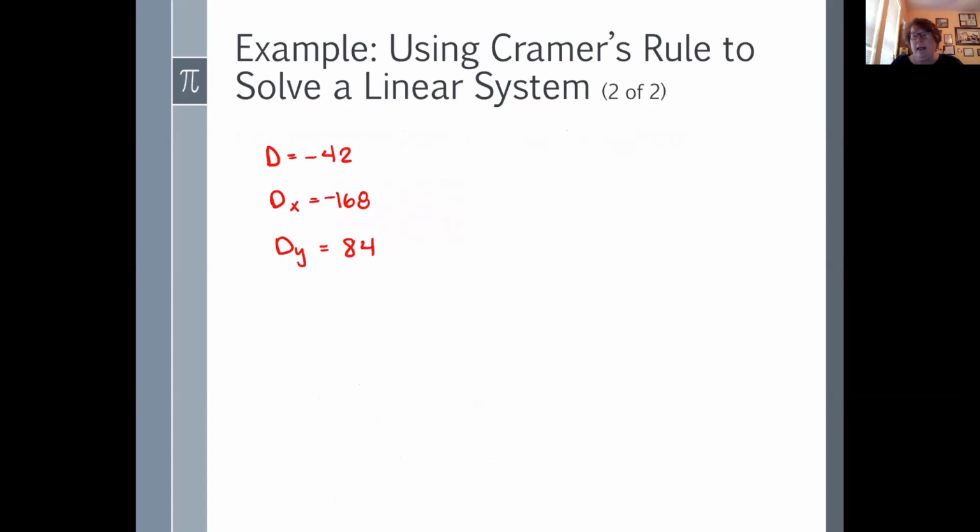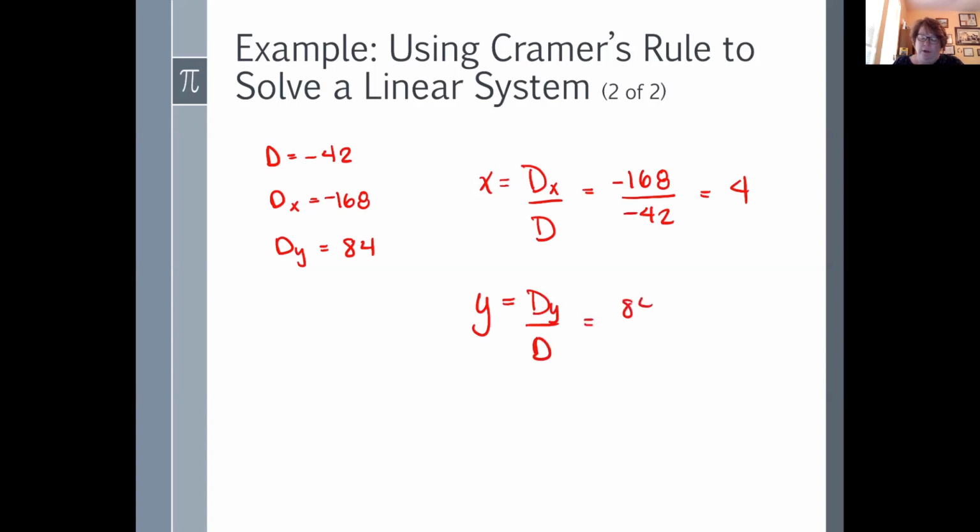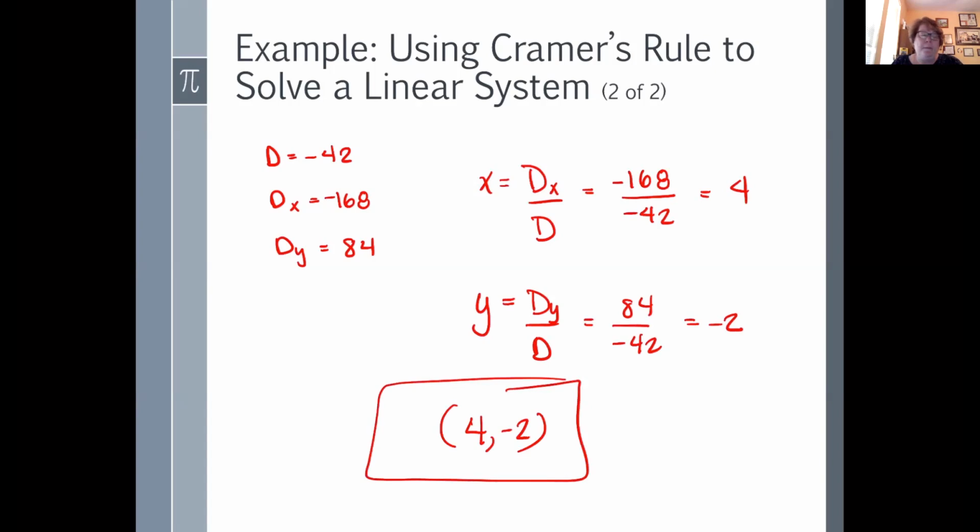So now I can find x by taking the ratio of the determinant d sub x over the determinant d. So that's going to be -168 over -42, and that is equal to 4. Y is the ratio of the determinant d sub y over the determinant d, which is 84 over -42, which is -2. So the solution to my system of equations is 4, -2, the ordered pair 4, -2.